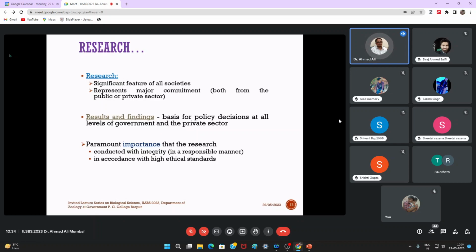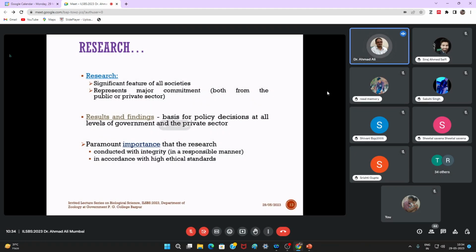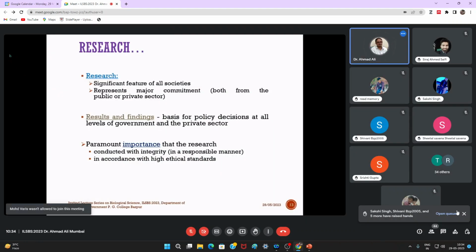We all know that the societies which have a very good setup for research are known as the most progressive. We have developed countries, we have developing countries. These things are based on the investment and the budgetary allocation and the progressive nature of those societies. So research becomes a backbone. And it represents major commitment from both the public and private sector, meaning government and non-government sector.